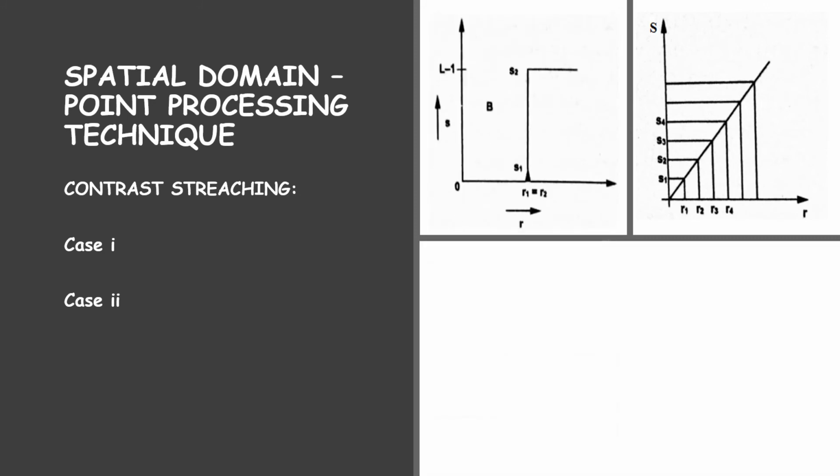Now the second case: in this figure we say that the location points R1, S1 and R2, S2 control the shape of the transformation function. If R1 is equal to R2, S1 is equal to 0 and S2 is equal to L minus 1, then the transformation becomes a thresholding function and creates a binary image. This kind of transformation is called a thresholding function.